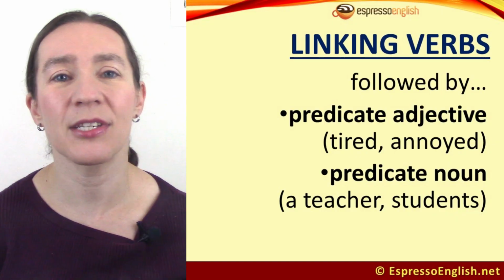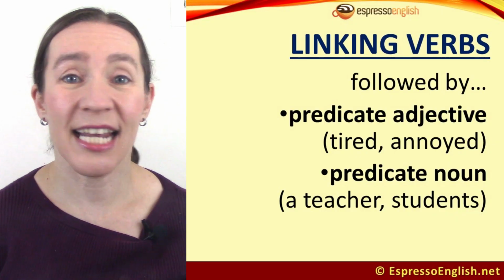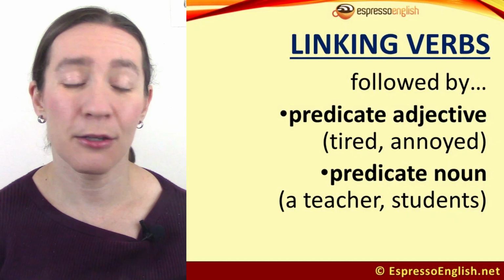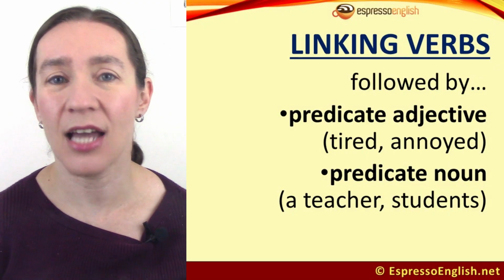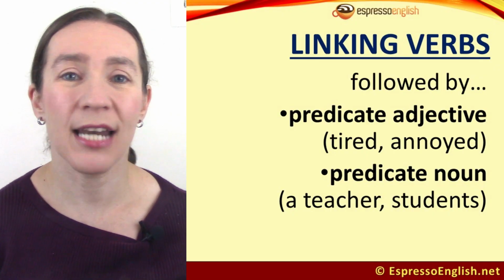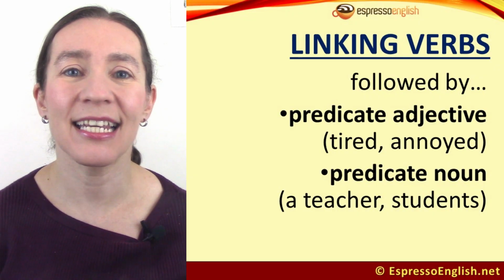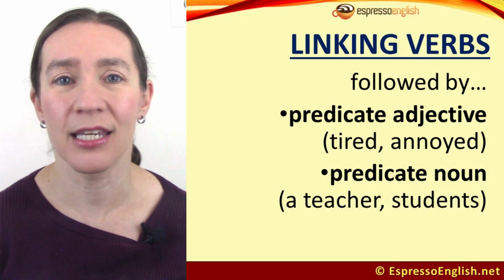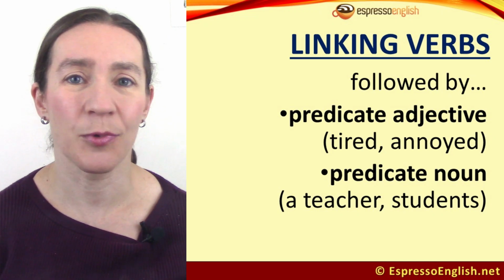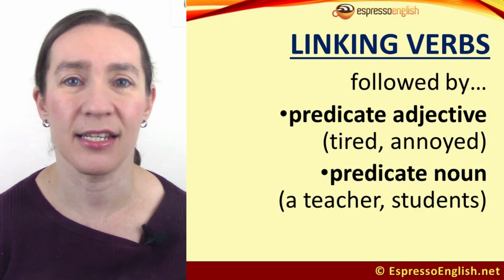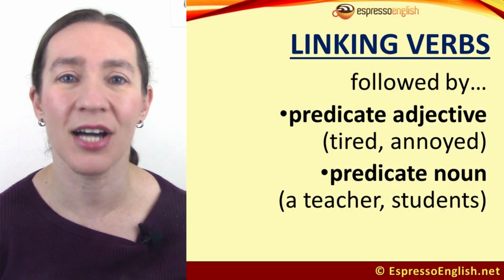There are two types of subject complements. Predicate adjectives, when what follows the linking verb is an adjective like tired or annoyed, or an adjective phrase like annoyed about the delay. And predicate nouns, that's when what follows the linking verb is a noun, like a teacher or students, or a noun phrase, for example, a teacher at the local college.